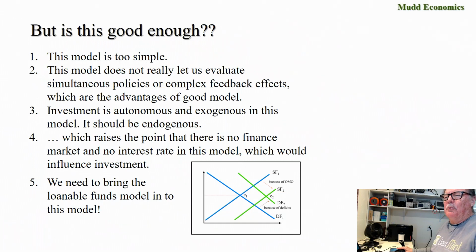But the model does not really let us evaluate simultaneous policies or complex feedback effects, which are the advantages of a good model. Now, it's harder for me to explain that here than it will be to show it to you in MacroSim 2, so I'll come back to this complaint, and we'll look at it in MacroSim 2, and you'll understand it then. A real short side of this model, a deficiency, is investment is autonomous and exogenous in this model. It should be endogenous. It should be determined within. It can't be added to the outside.